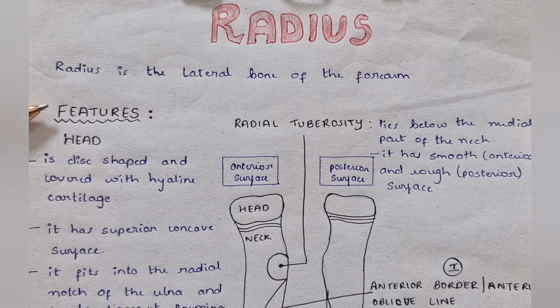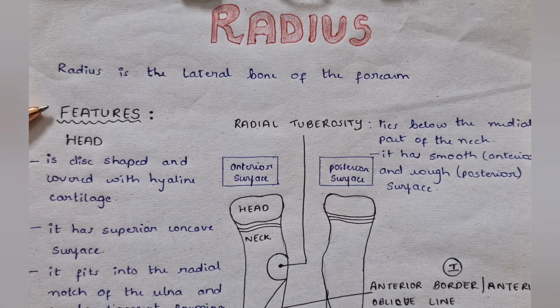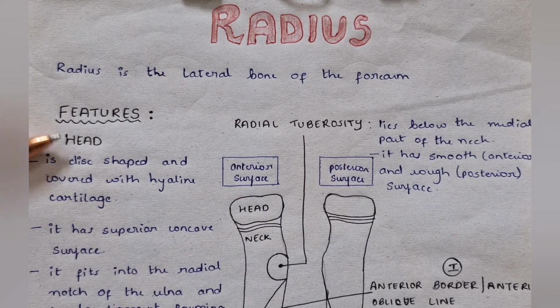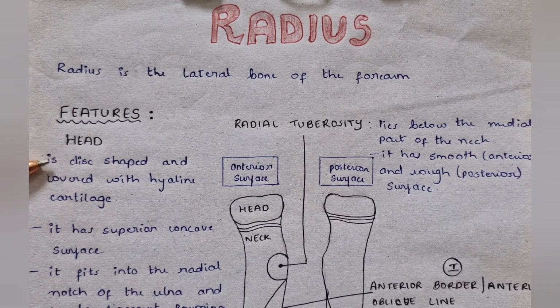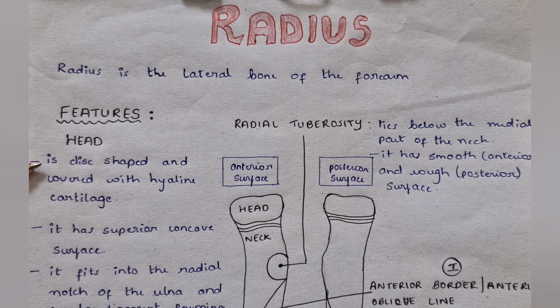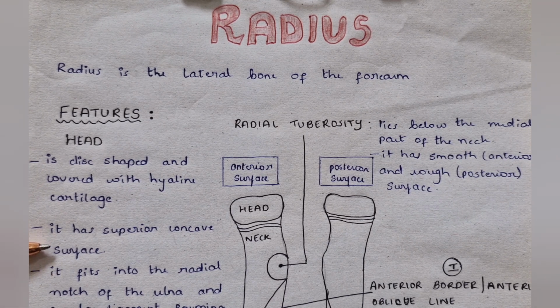Radius. Radius is the lateral bone of the forearm. Features of the radius. First, let's see the head. The head is disc-shaped and covered with hyaline cartilage. It has a superior concave surface.